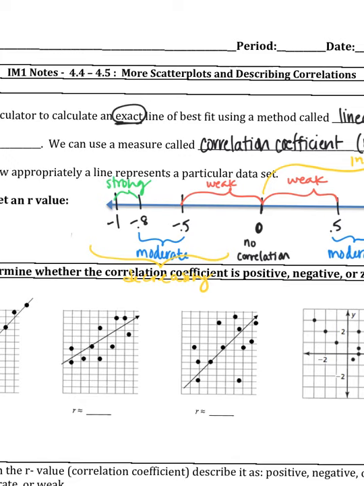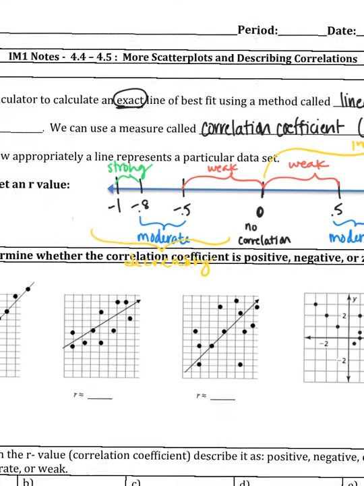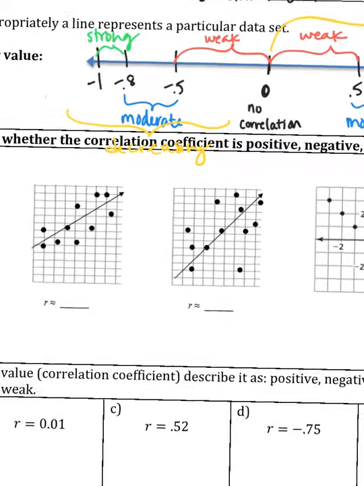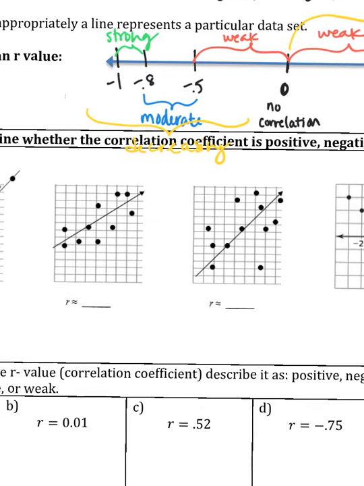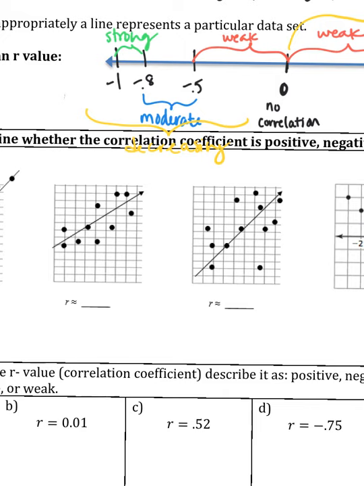So now I can look below at these graphs and answer some of these questions. It says, determine whether the correlation coefficient is positive, negative, or 0. Take a second to pause this video and complete these 4 examples.